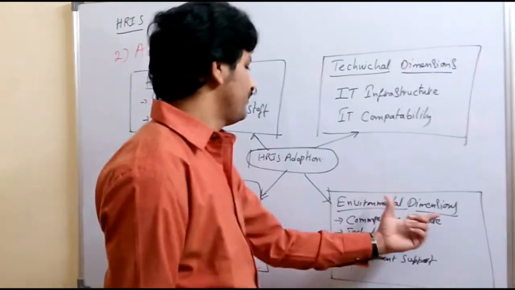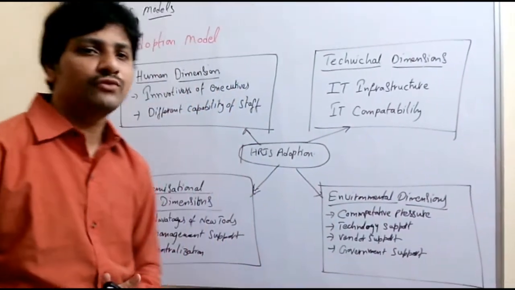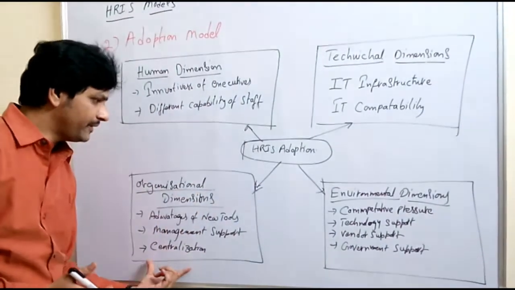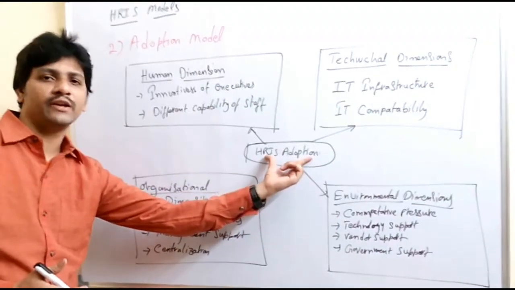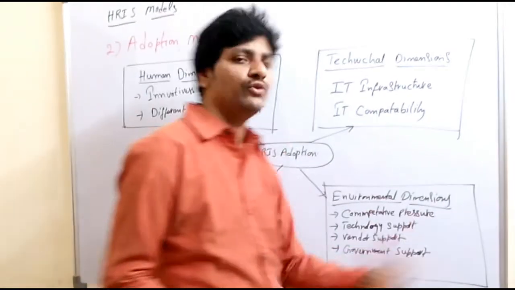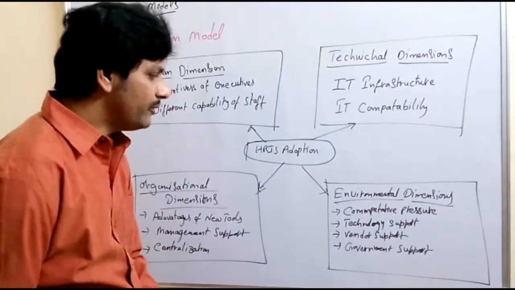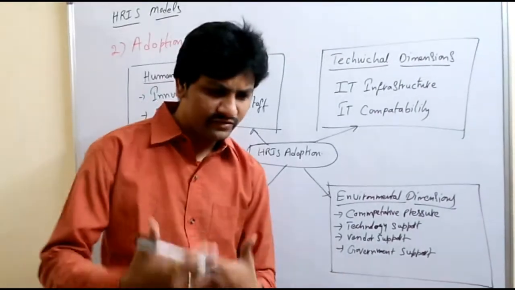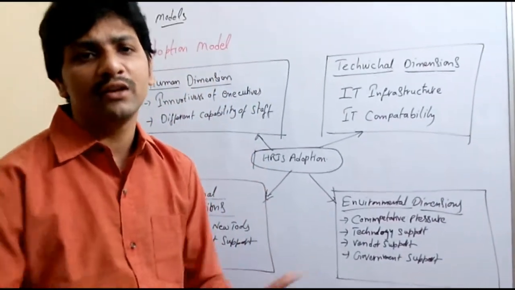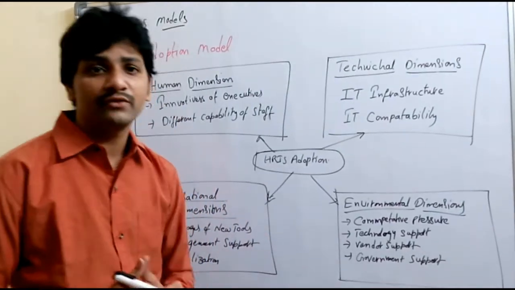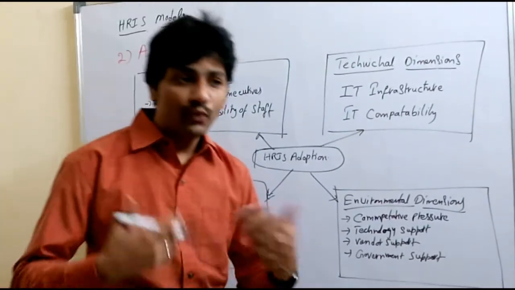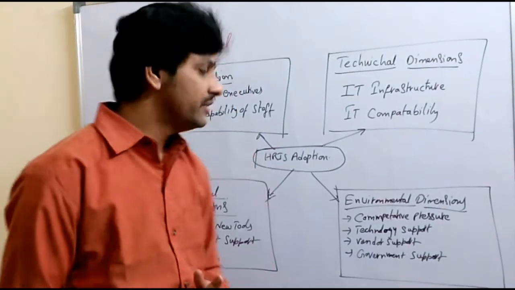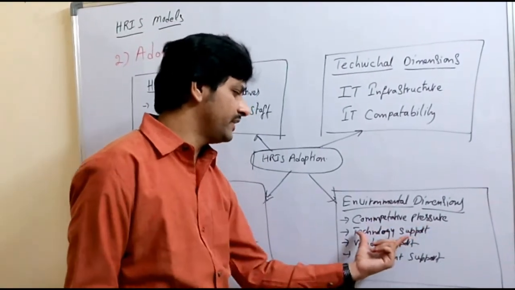The next thing is environmental dimensions. In the environmental dimensions, we have to take the best organizational dimensions to create the model. The first factor is competitive pressure. From organization to organization there is a lot of competition. What are the pressures, what are the restrictions, and what are the new ways to release? All these things are taken care of here.